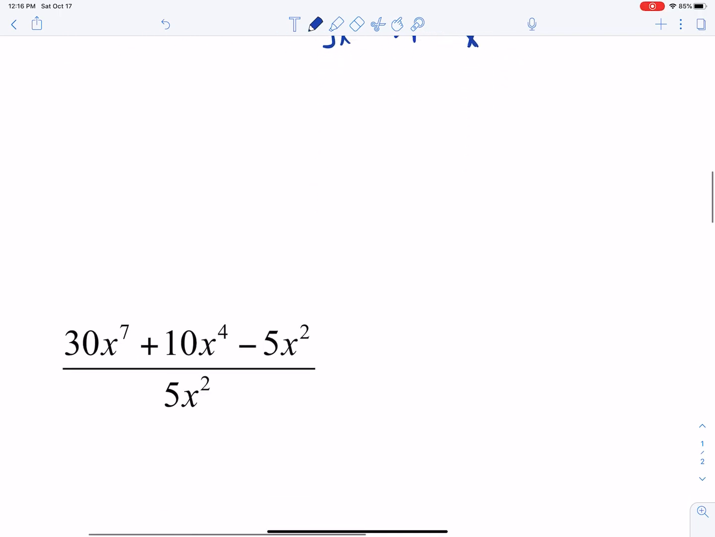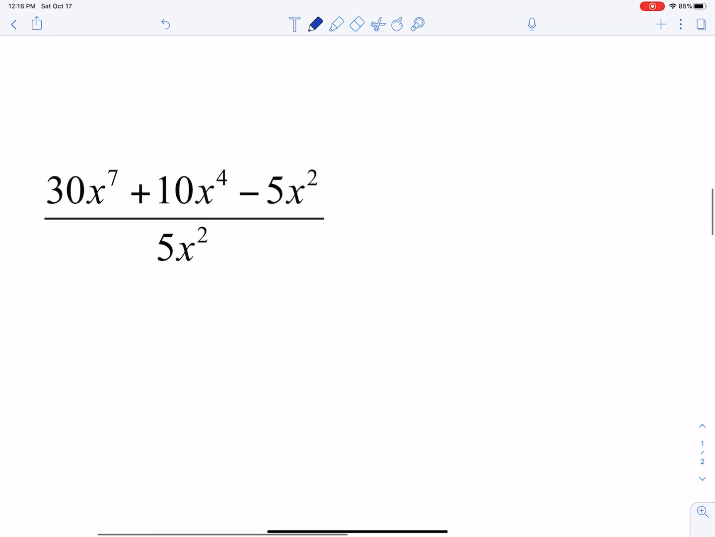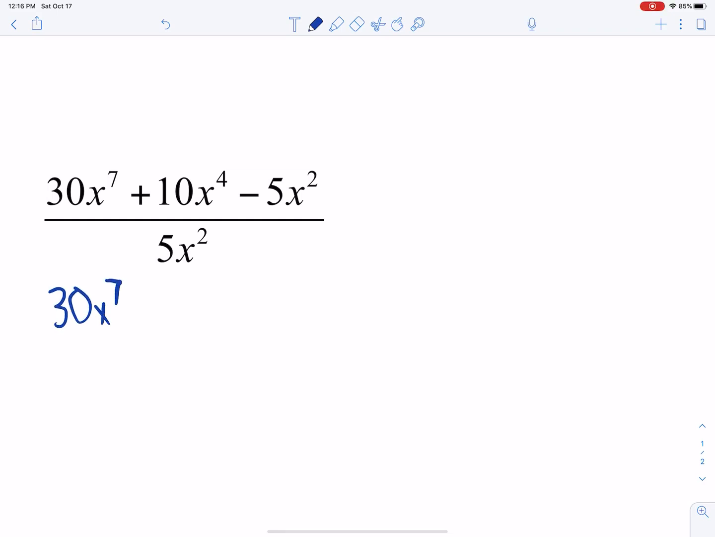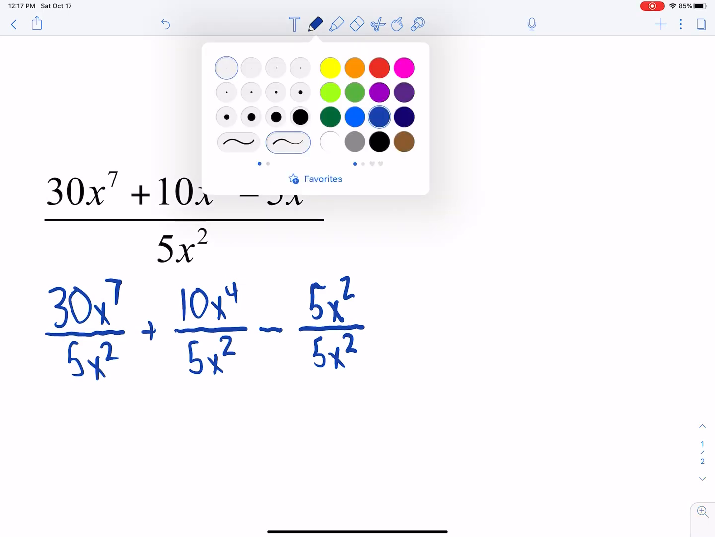Let's try one more example. 30x to the 7th plus 10x to the 4th minus 5x squared, all that divided by 5x squared. So let's take this one problem and break it down into 3 smaller problems. We have the first term divided by the bottom part plus the second term divided by the bottom part. It's the same bottom part for all of these when we split them up. And because there's a minus in front of the next term, we'll have a minus in front of our next fraction. Our third term divided by the bottom part. So we took one big problem and broke it down into 3 smaller problems.